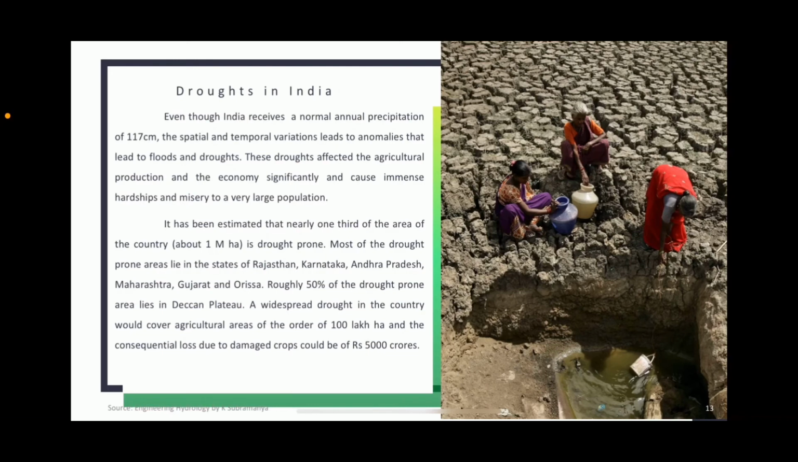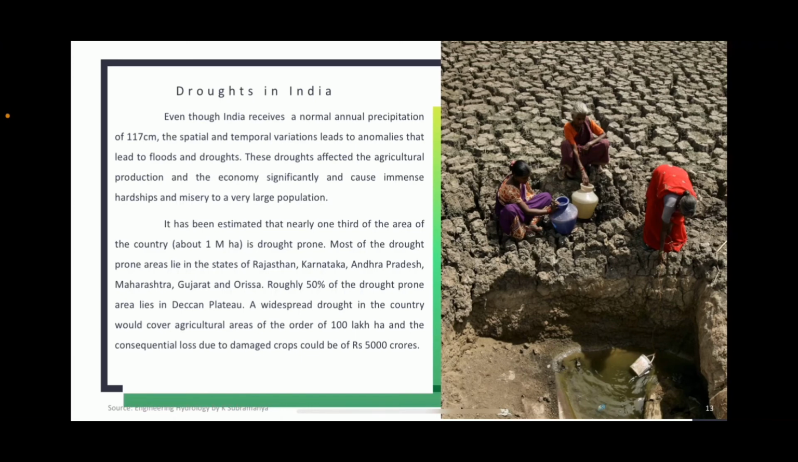Droughts in India. Even though India receives a normal annual precipitation of 100 cm, the spatial and temporal variation leads to anomalies that lead to floods and droughts. These droughts affected the agricultural production and the economy significantly and caused immense hardships and misery to a very large population. It has been estimated that nearly one-third of the area of the country is drought-prone.